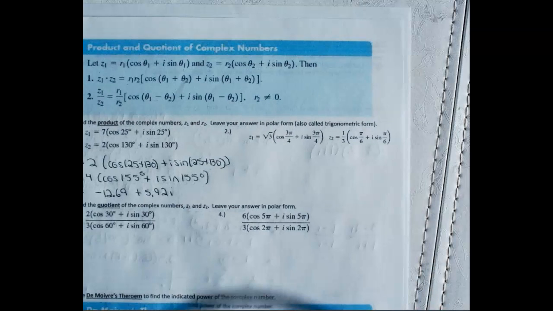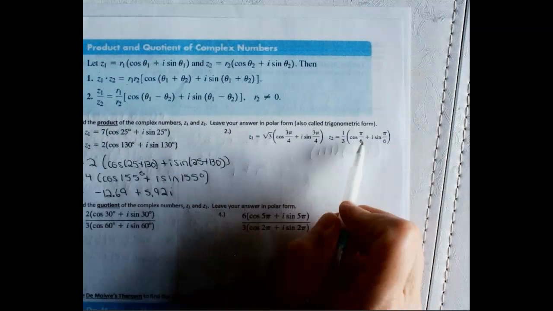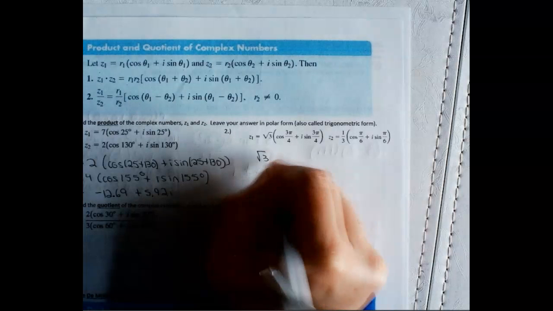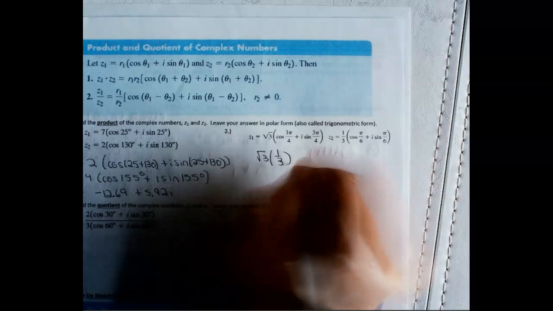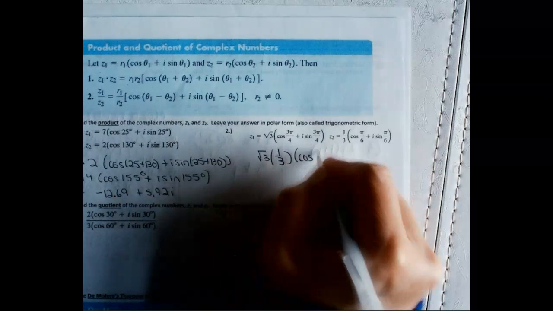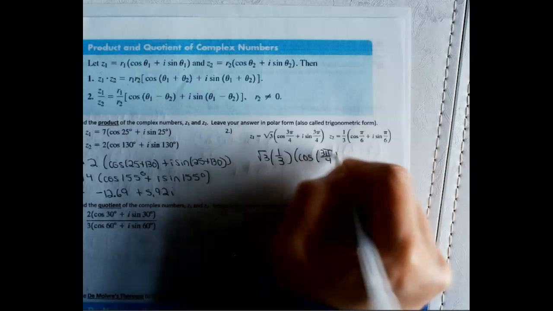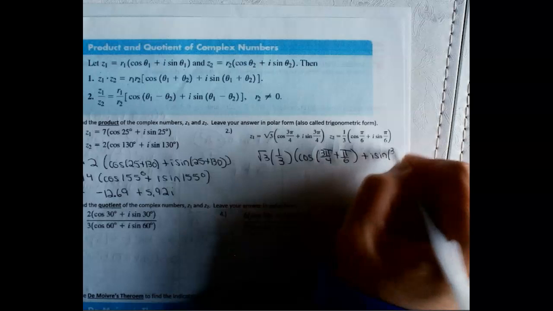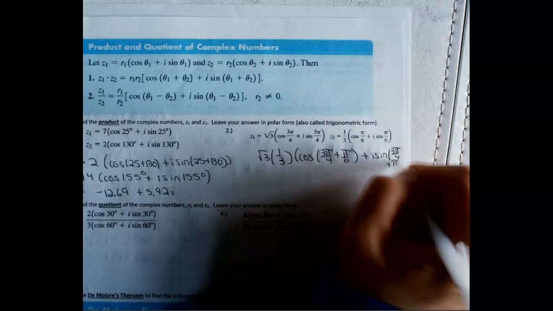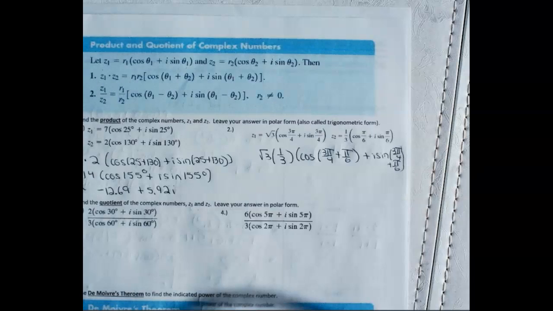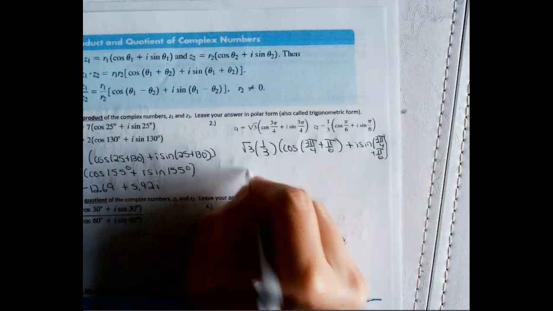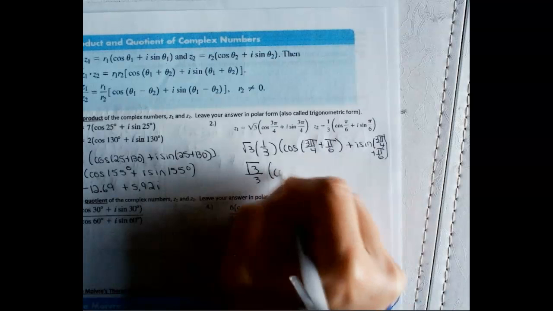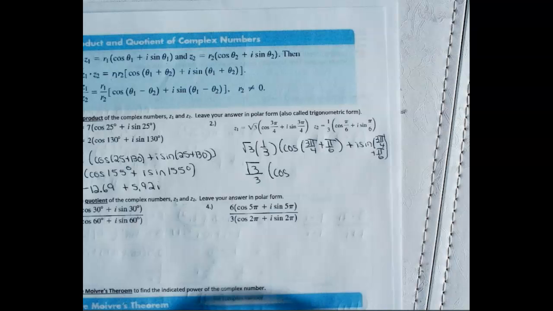All right, let's take a look at the next one. Again, you've got two polar form numbers. You're multiplying them together. So again, using the formula here, we're going to take radical 3, multiply it by 1/3, and then we've got cosine of 3 pi over 4 plus pi over 6 plus i sine, again, 3 pi over 4 plus pi over 6. So radical 3 times 1/3, the best we can do is leave that as radical 3 over 3.